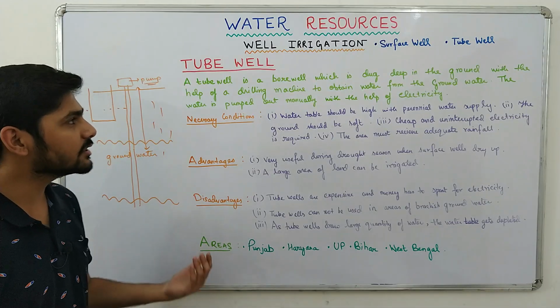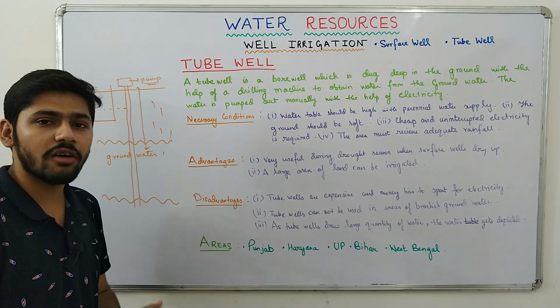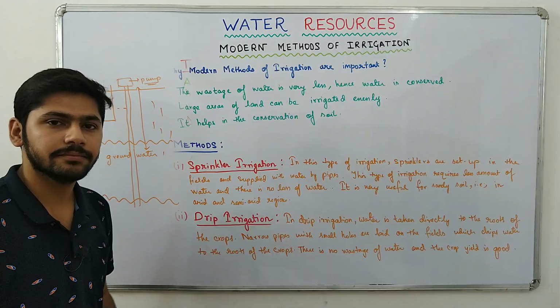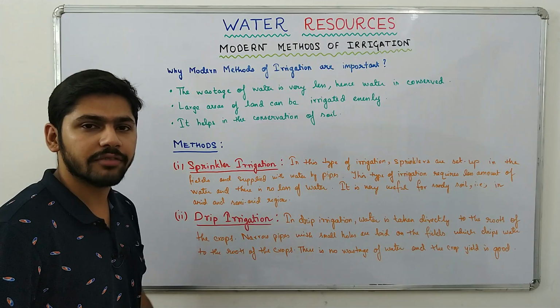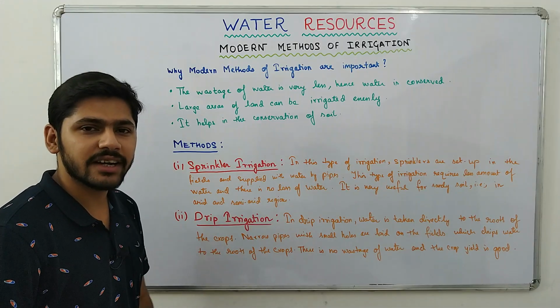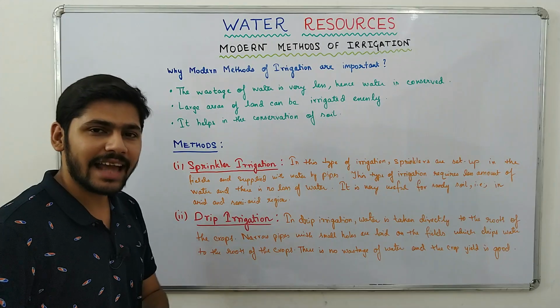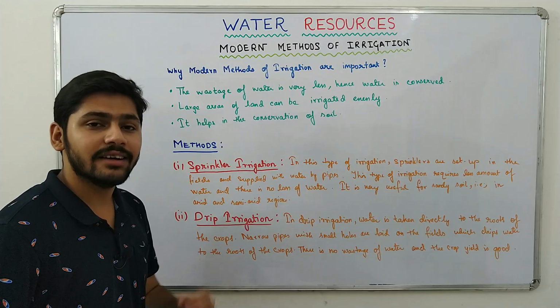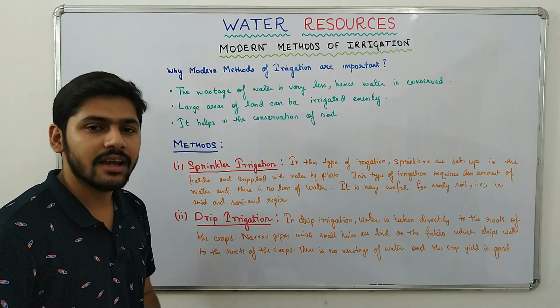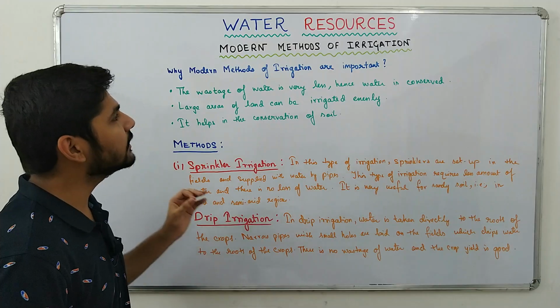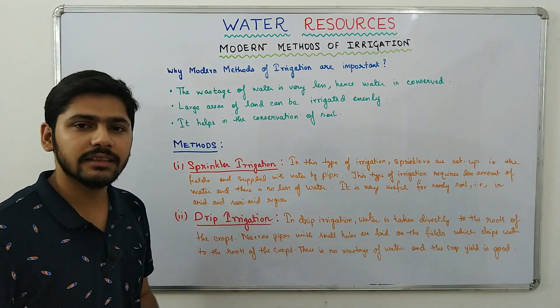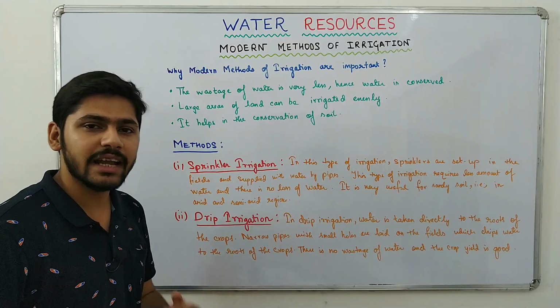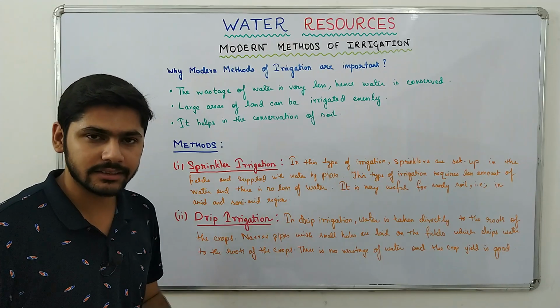Now we will move on to the next method, which is modern methods of irrigation. Until now we have studied about canal irrigation, tank irrigation and well irrigation. Those methods of irrigation are traditional methods of irrigation. Now we will study about modern methods of irrigation. That means the methods of irrigation that have been developed in the past few decades.